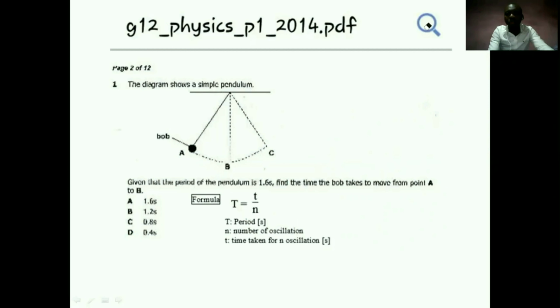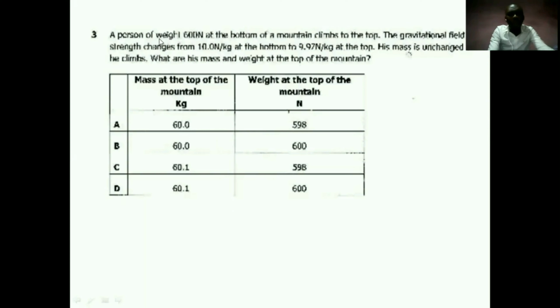Question 2, the other question that was posted, says a person of weight 600 Newton at the bottom of a mountain climbs to the top. The gravitational field strength changes from 10 Newton per kg at the bottom to 9.97 Newton per kg at the top. His mass is unchanged as he climbs. What are his mass and weight at the top of the mountain?